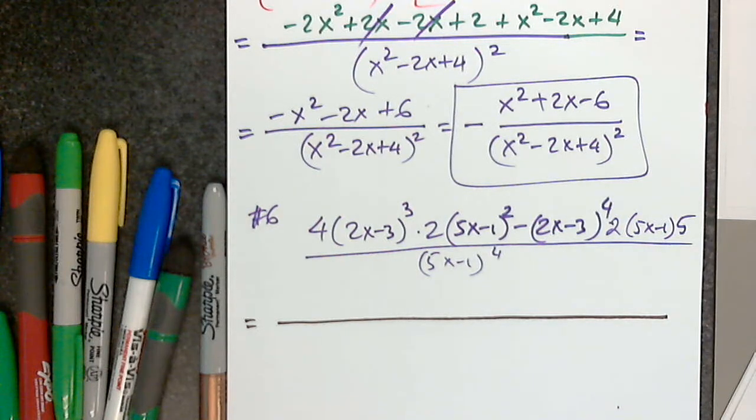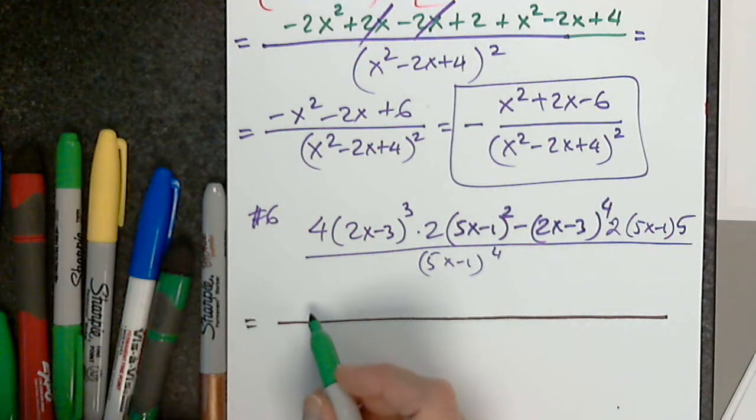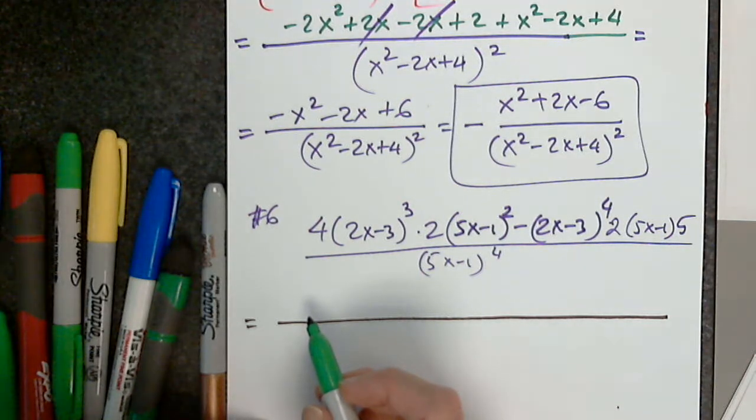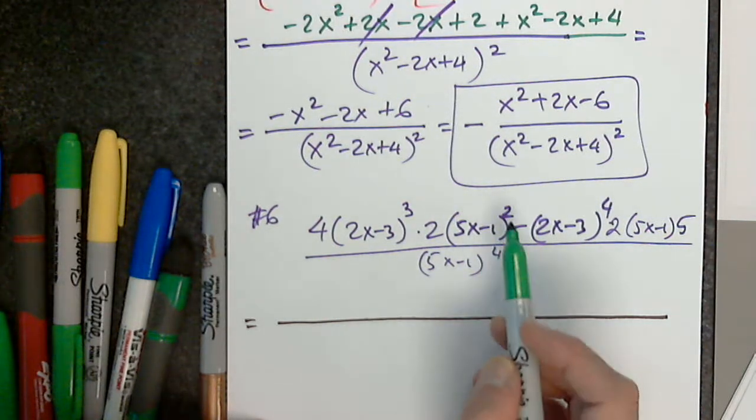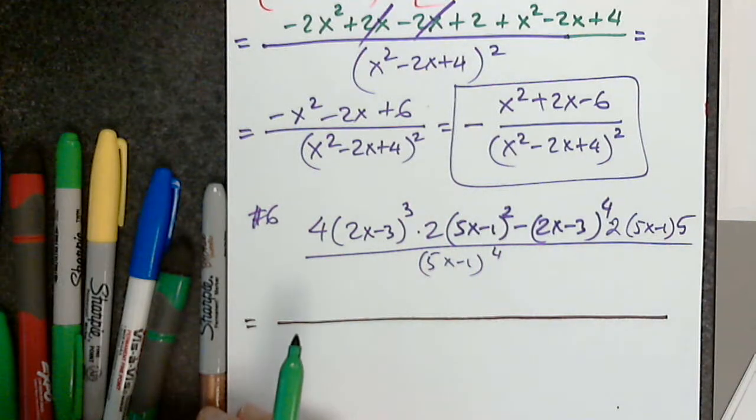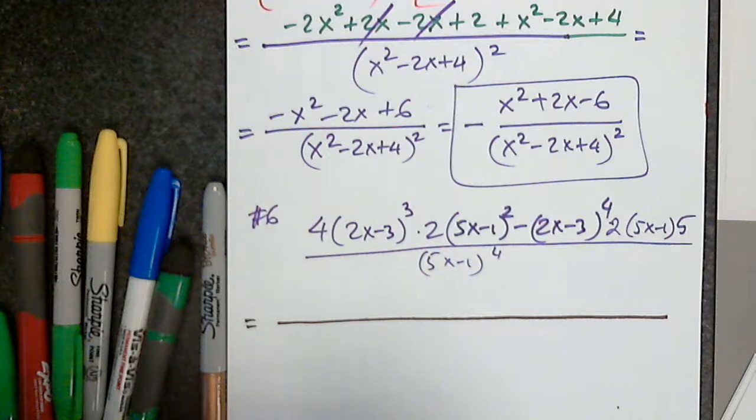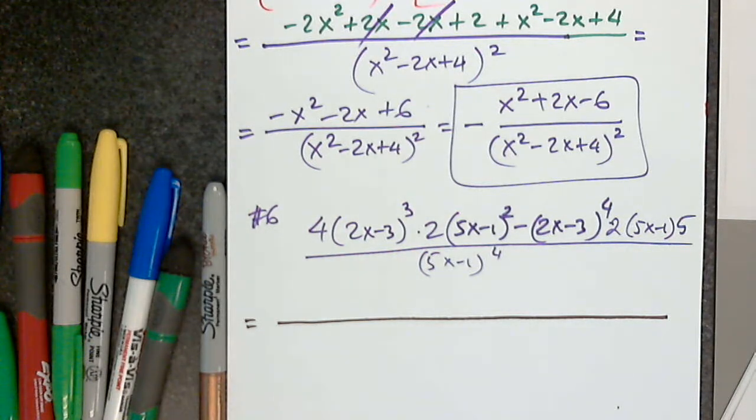Yes, Nick? So I started out by multiplying 4 times, distributing with 4. We're not distributing anything. We cannot because of the powers. We cannot distribute anything. So by the order of operations, I have to raise to power 3 and then multiply by 4.